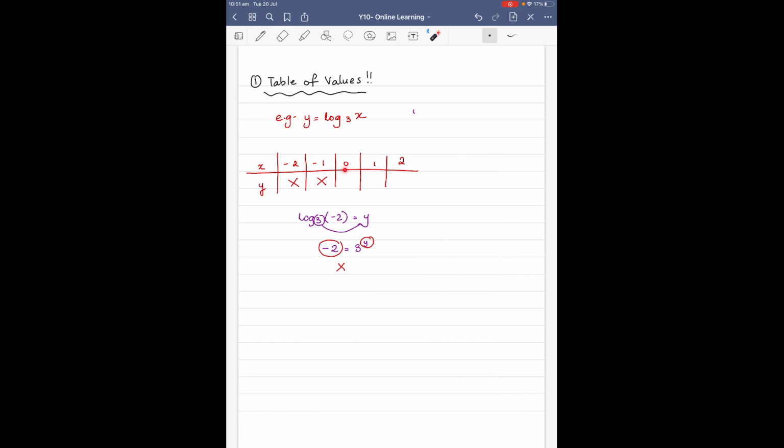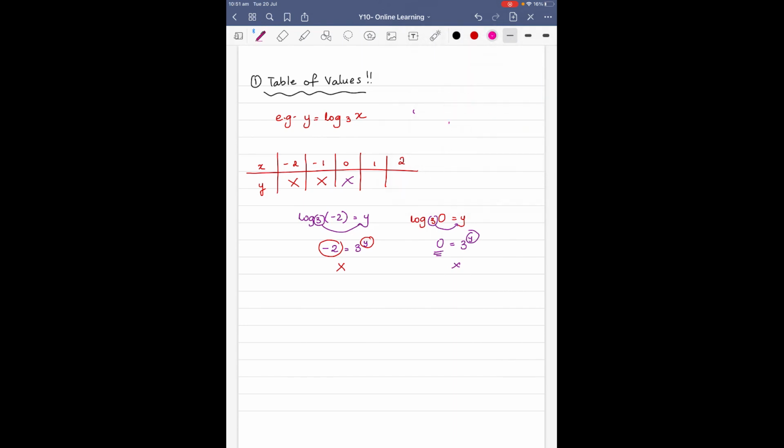So we try x is 0, yeah? So log base 3 of 0 equals y. Same thing, we are going to bump up the 3 to the y. So with 3 to the power of y, we have 0. There is no y that can give you 0, which is an impossible task. Okay, moving on to the next one.